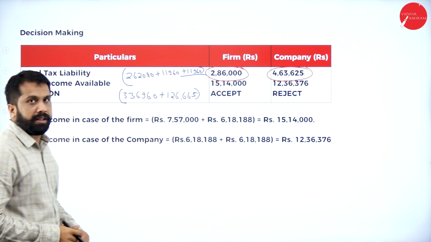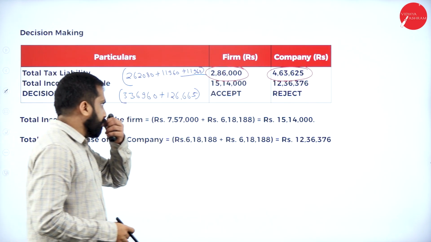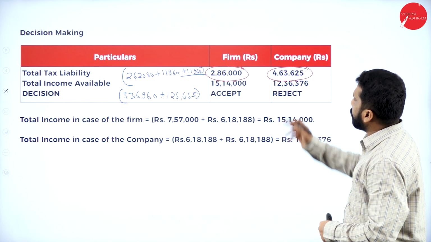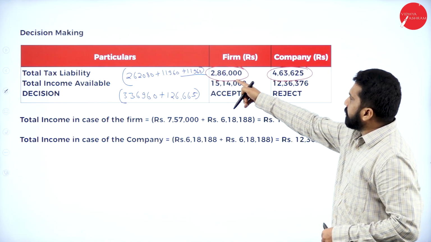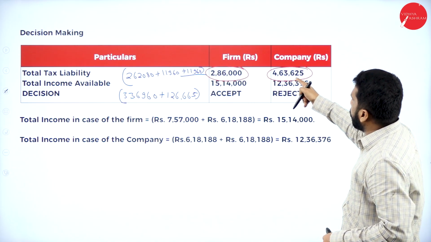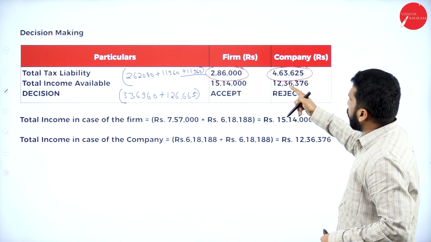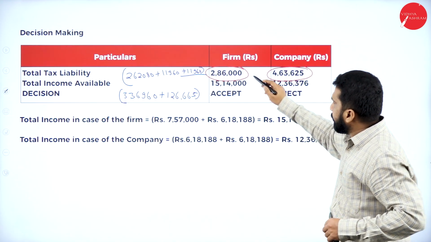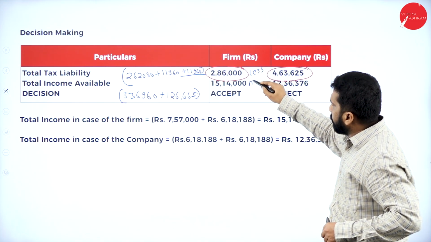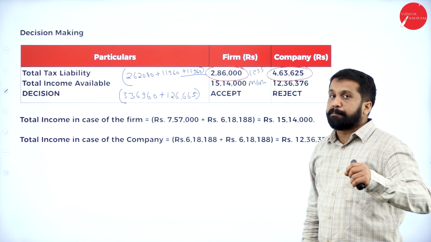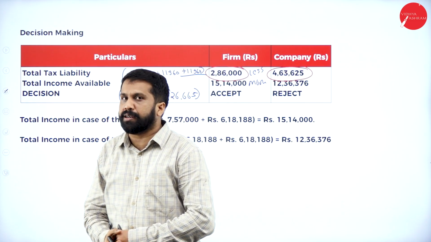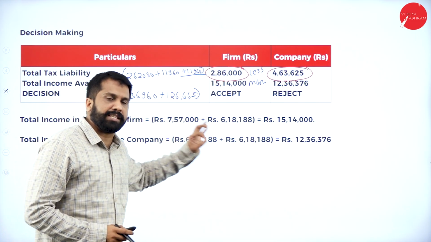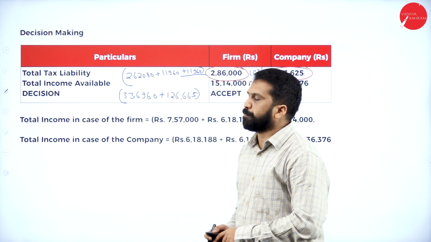1,26,665. Hope you are clear. Yes. So this is all about your calculation. Now, so we're done with your calculation. Which one is accepted? See, here it is 2,86,000. Here it is 4,63,000. 15 lakh, 14, 12 lakh. This is rejected and this one is accepted. Tax is less, income is more. So will you go for partnership form? Hope you are clear. Very important for your examination and compulsory 15-mark question in your exam.